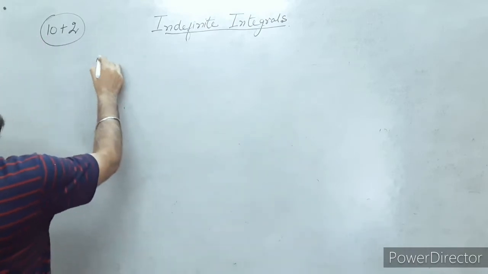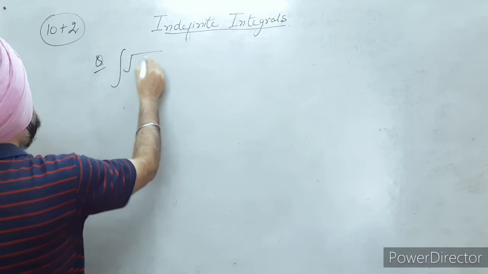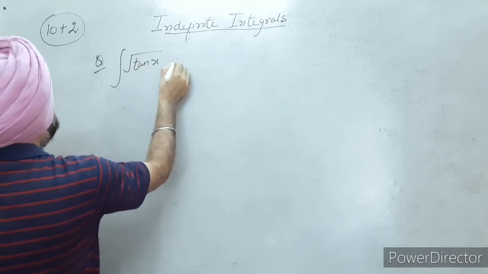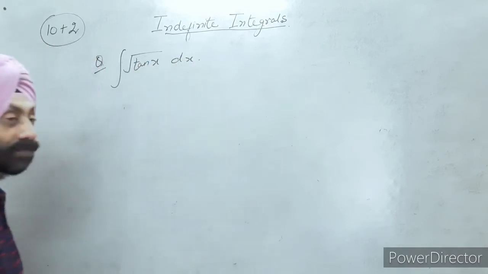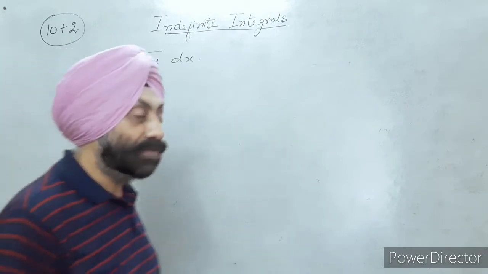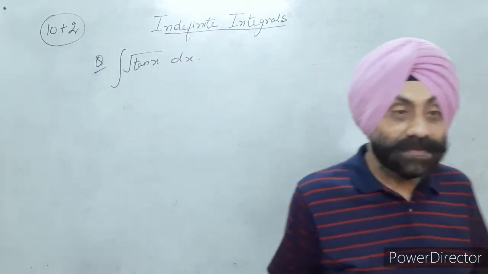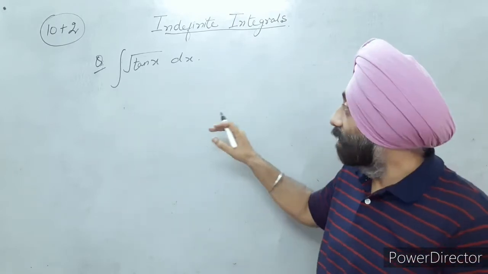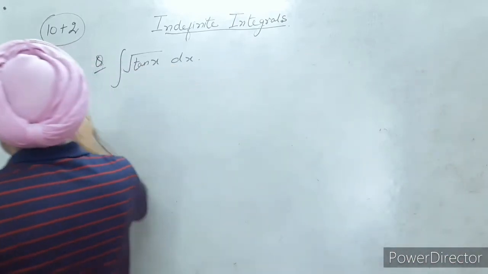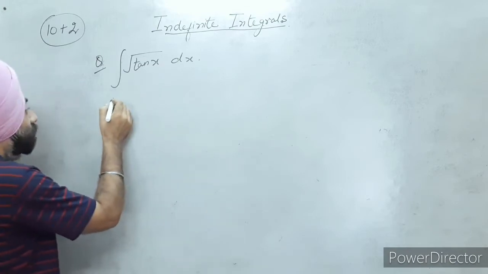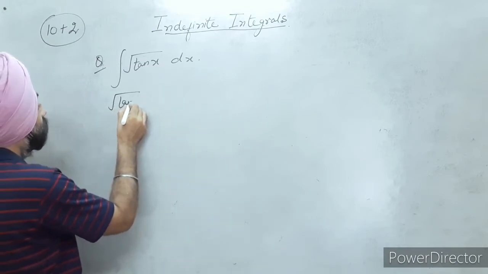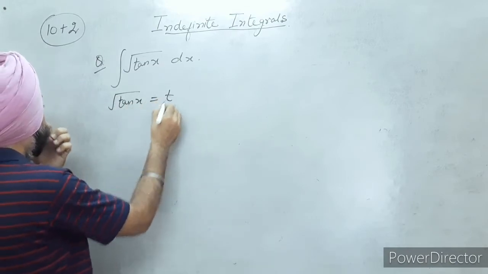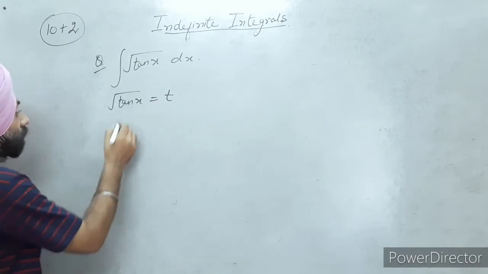Question is: integrate under root tan x dx. Now the sum seems to be very short in length, but when you do it, you will realize it covers up a lot of space. Now the very first step is tan x equals t.